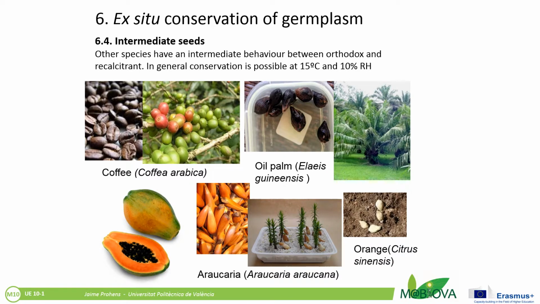Other species have seeds with an intermediate behavior between orthodox and recalcitrant. In general, conservation of these materials, such as coffee, oil palm, araucaria, or orange seeds, is possible at 15 degrees centigrade and 10% relative humidity.